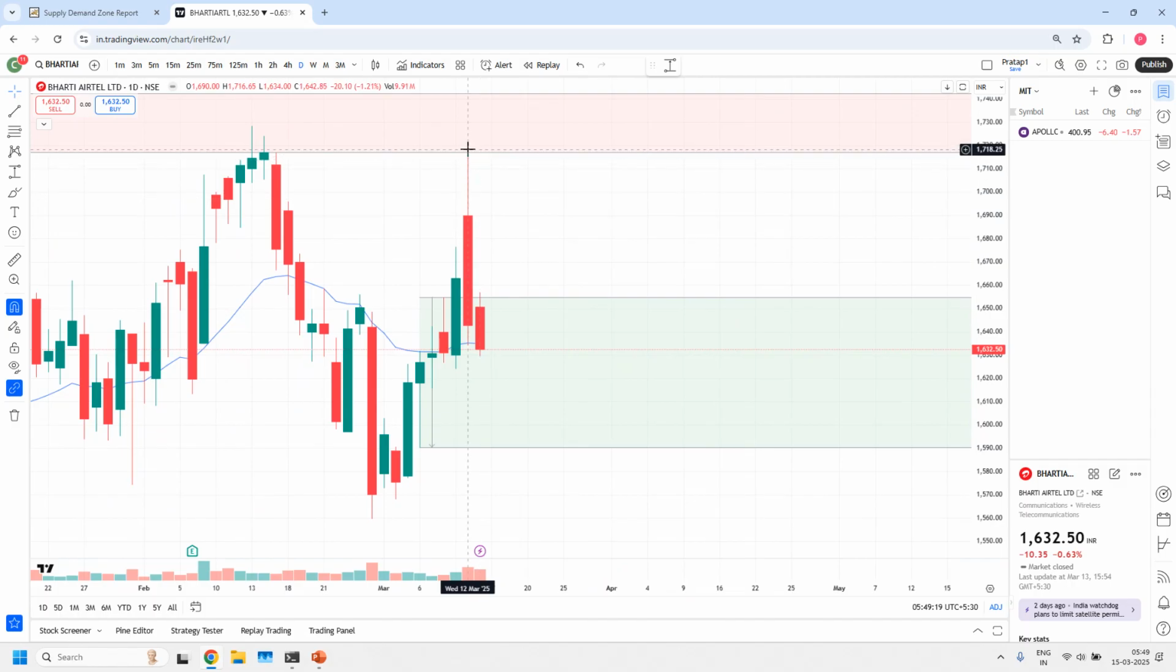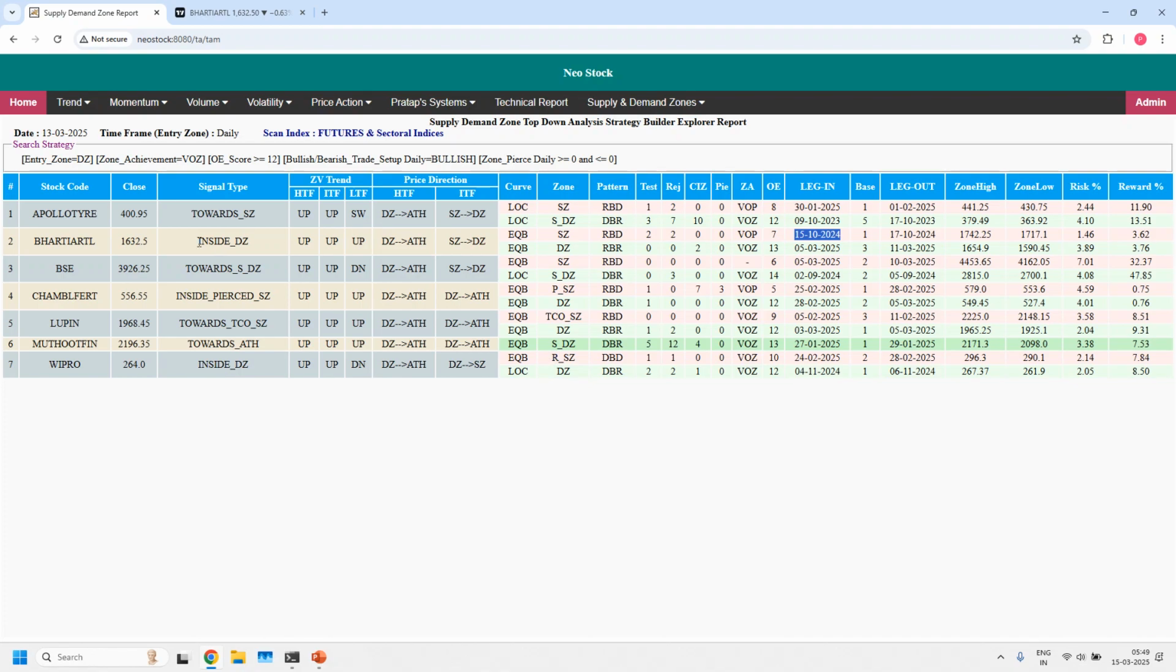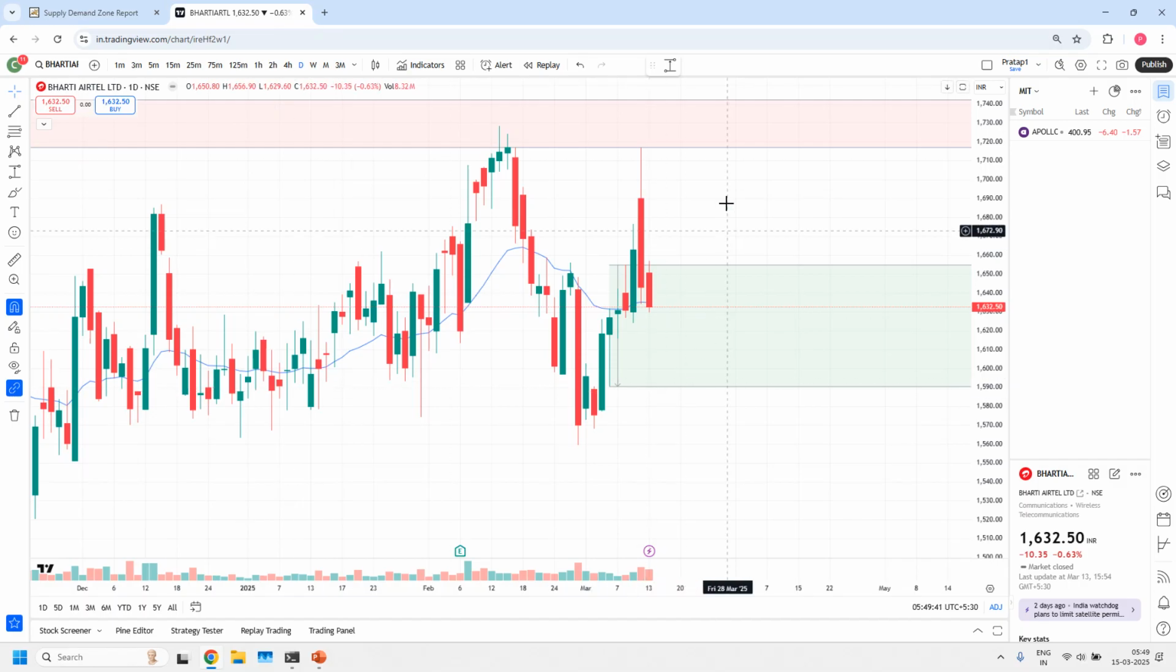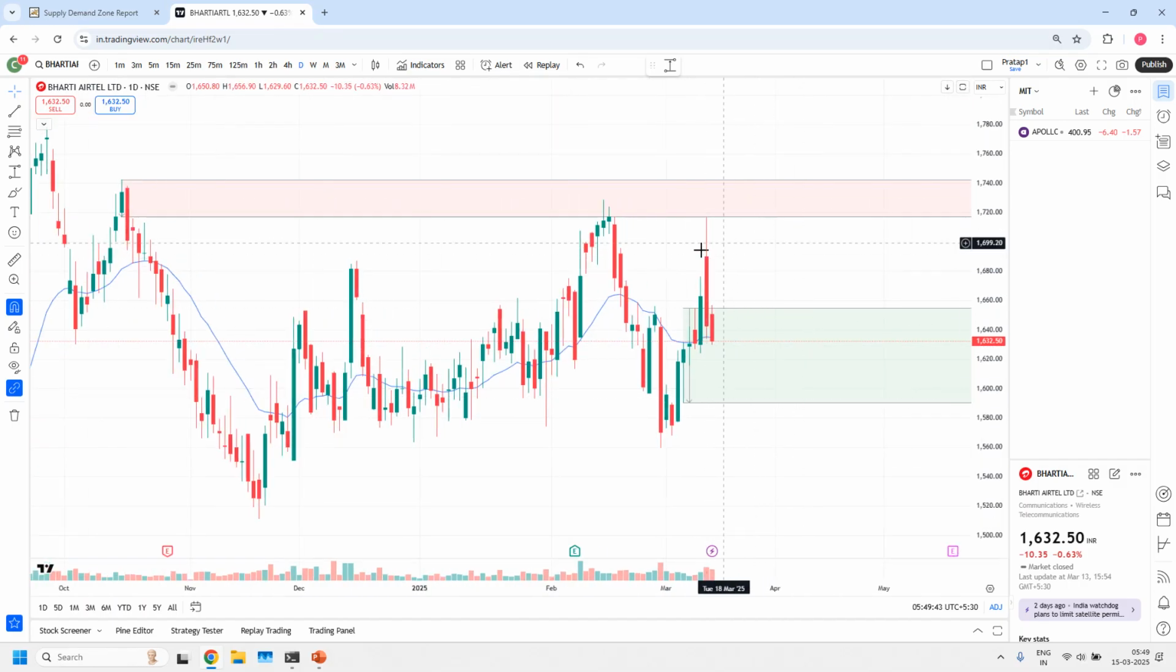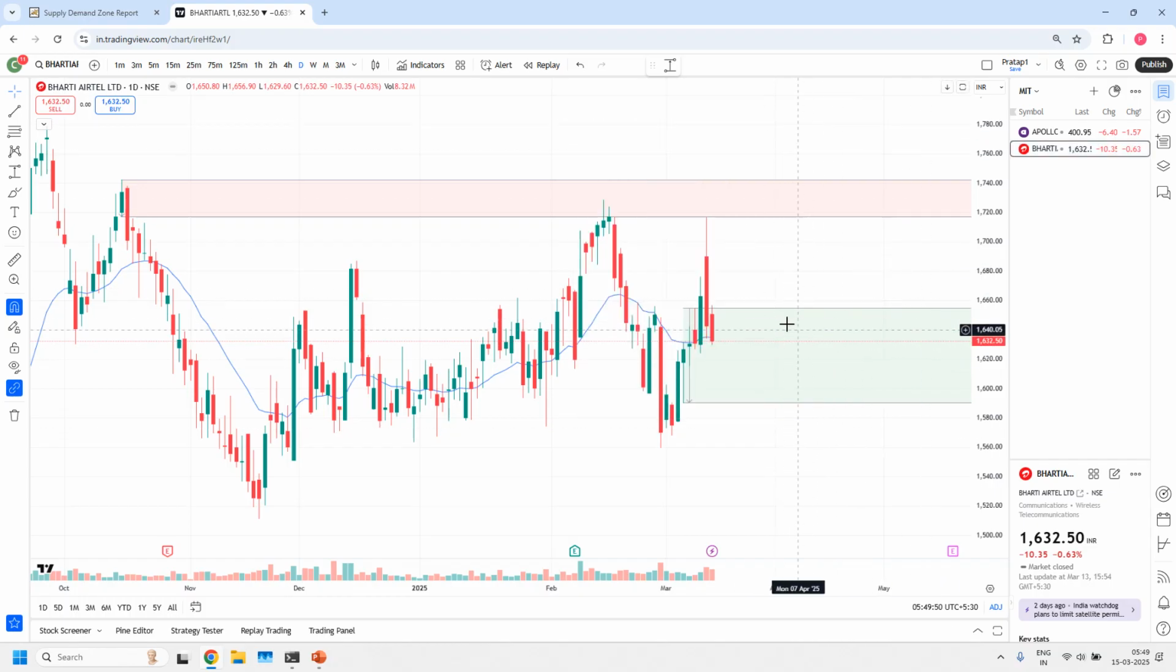See, this supply zone has already pushed and price again came to the demand zone. Currently price is inside the daily demand zone. See, Bharti Airtel, the signal type tells the current status. The price is inside the daily demand zone. Okay, let me add this also into our watch list. Later on we will again get into these stocks and analyze.